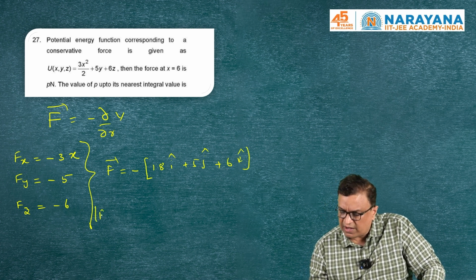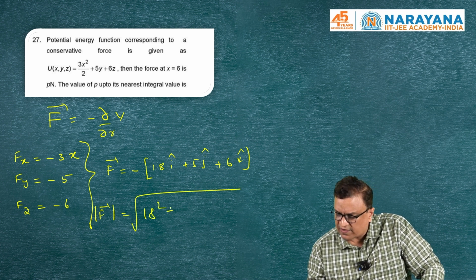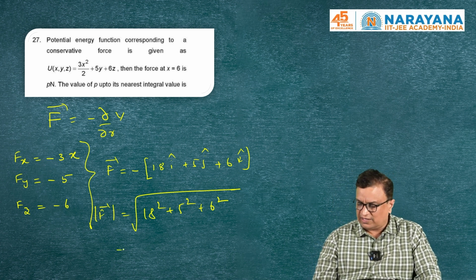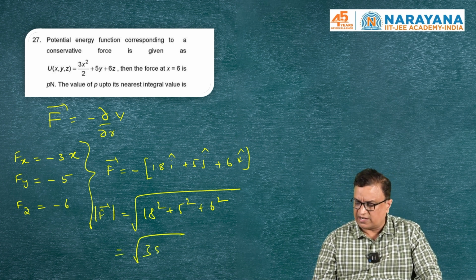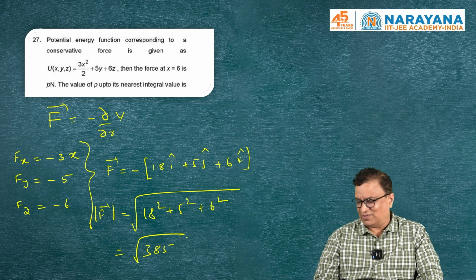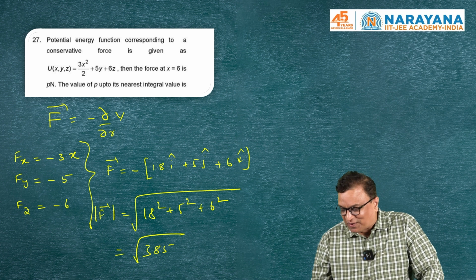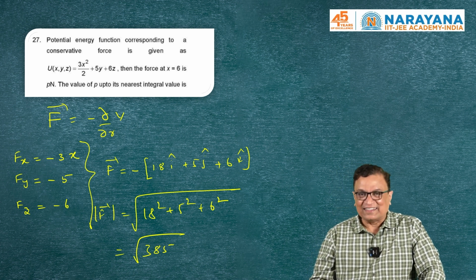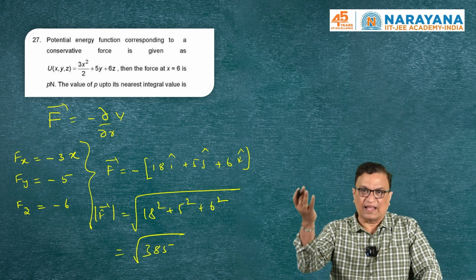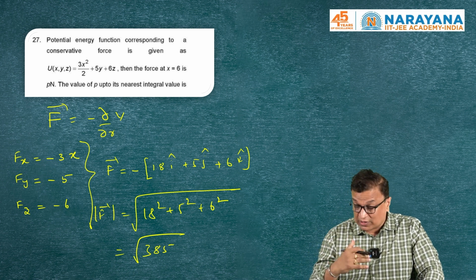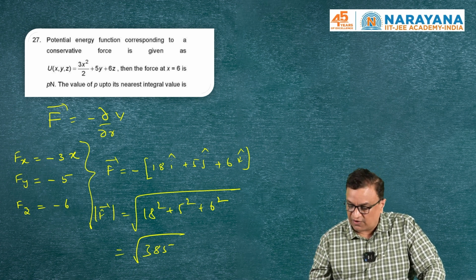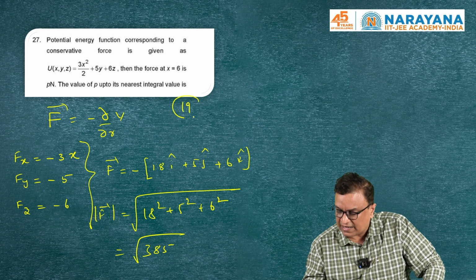You are asking the magnitude of force, which means square root of 18 square plus 5 square plus 6 square. This works out as 385. If it is 400, I would have honestly written 20. It's less than 20, slightly more than 19, more than even 19.5. So, therefore, my answer should be 19.